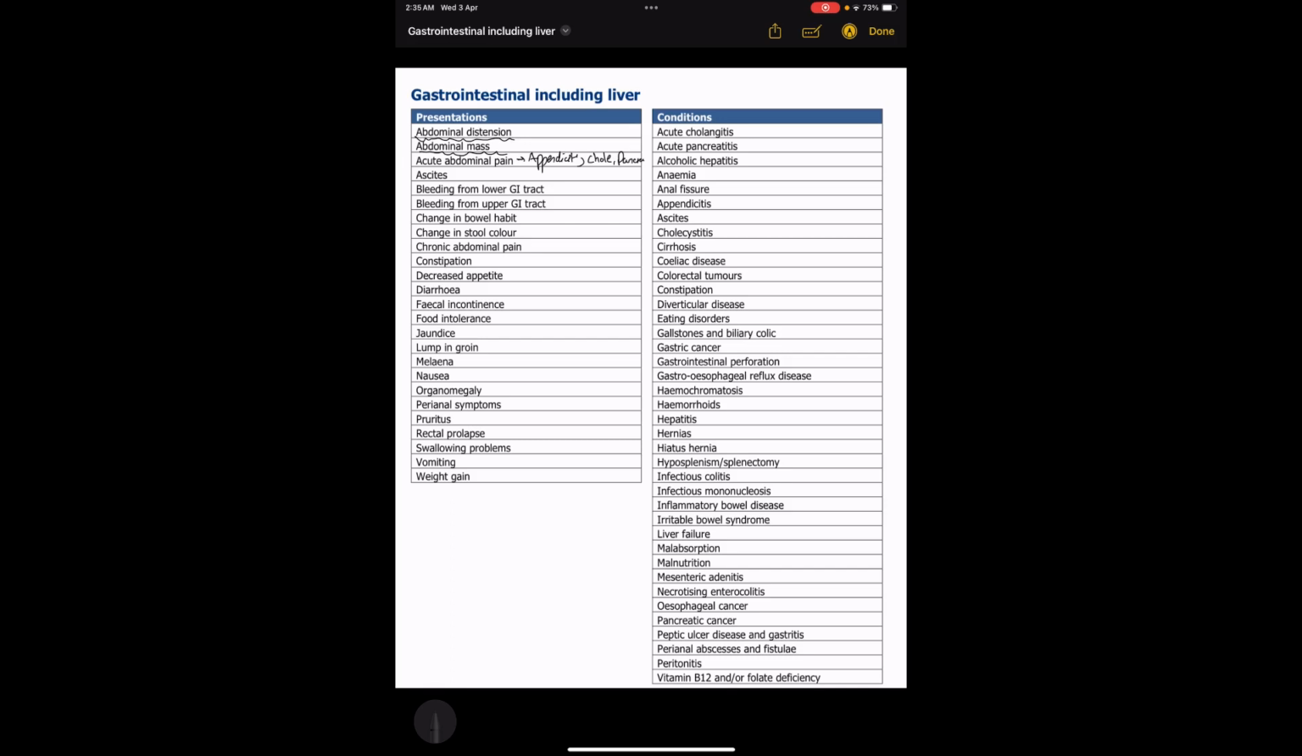Ascites. Now this involves the liver, so it involves any pathology of the liver. It can be cirrhosis. It can be any disease related to the liver. So whenever there is ascites, you have to think about the liver.